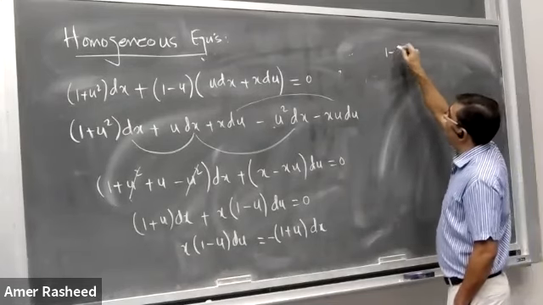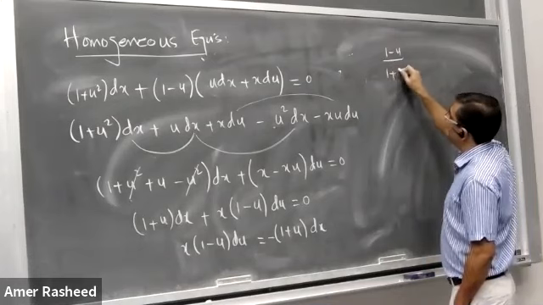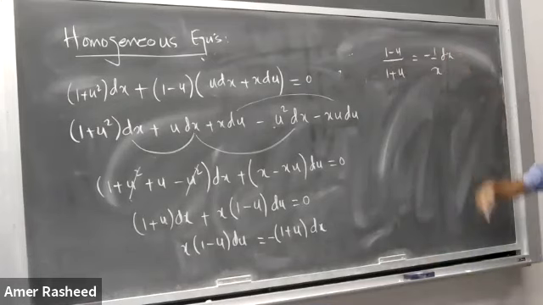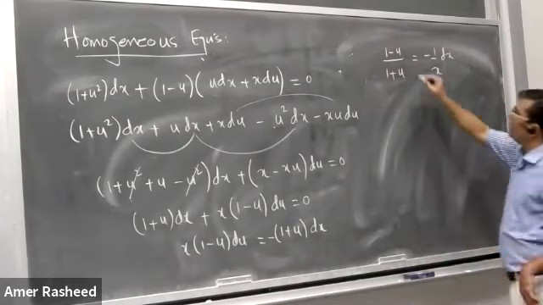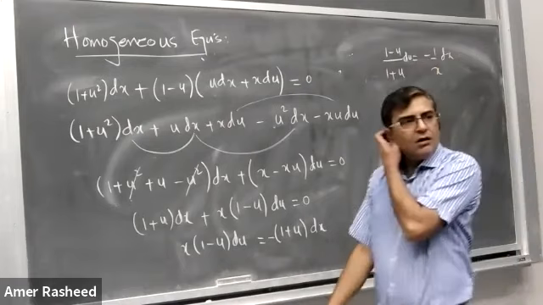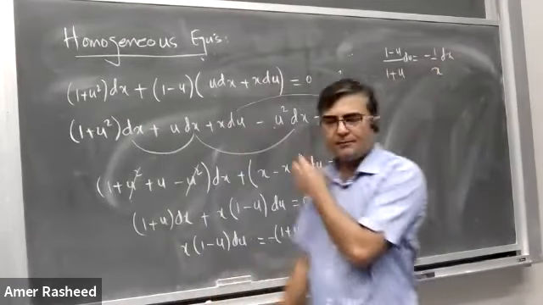So what do we get here? (1 minus u)/(1 plus u) du is equal to negative 1 over x dx. Here we must have du as well. Now we'll solve this thing.